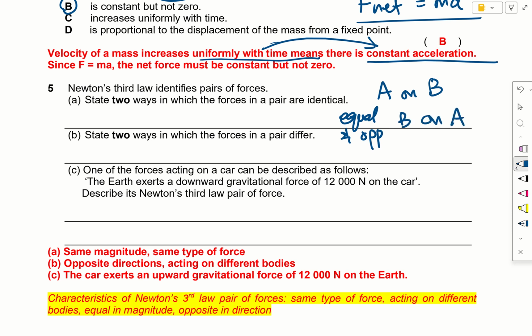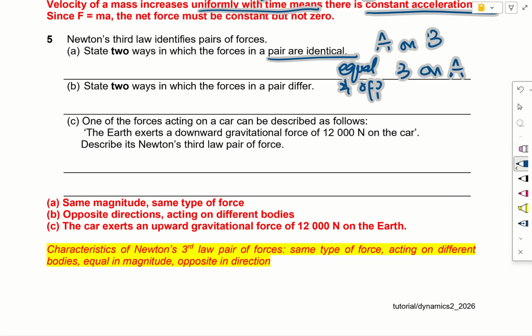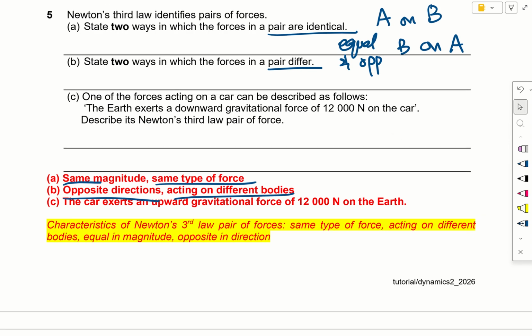Now, state two ways in which the forces in a pair are identical. This one you can actually find in notes or textbook. Okay, they have the same magnitude. They are the same type of force. So state two ways in which the forces in a pair differ. Okay, they act in opposite direction, and they act on opposite bodies or different bodies.